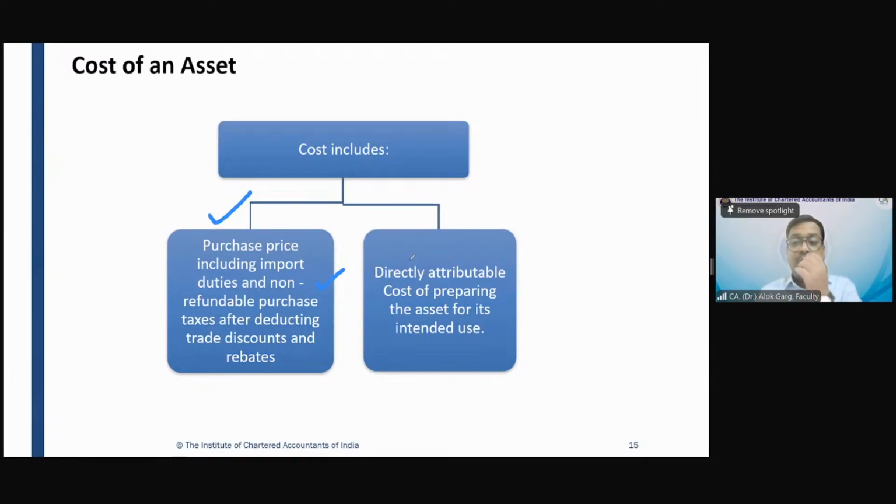But if you will not get the GST refund, GST credit, it will become part of your cost of intangible asset. Plus directly attributable cost of preparing the asset for its intended use, right? What is meant by directly attributable cost? Like installation cost, engineer fee, professional fee, right? So these are the directly attributable cost.